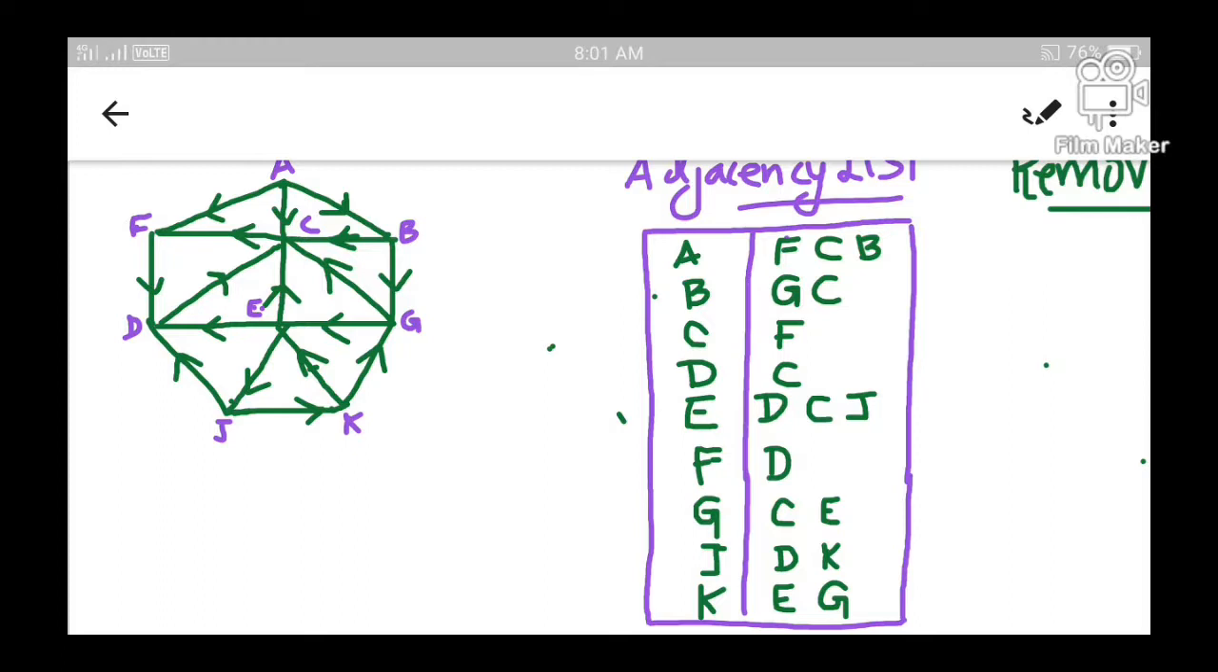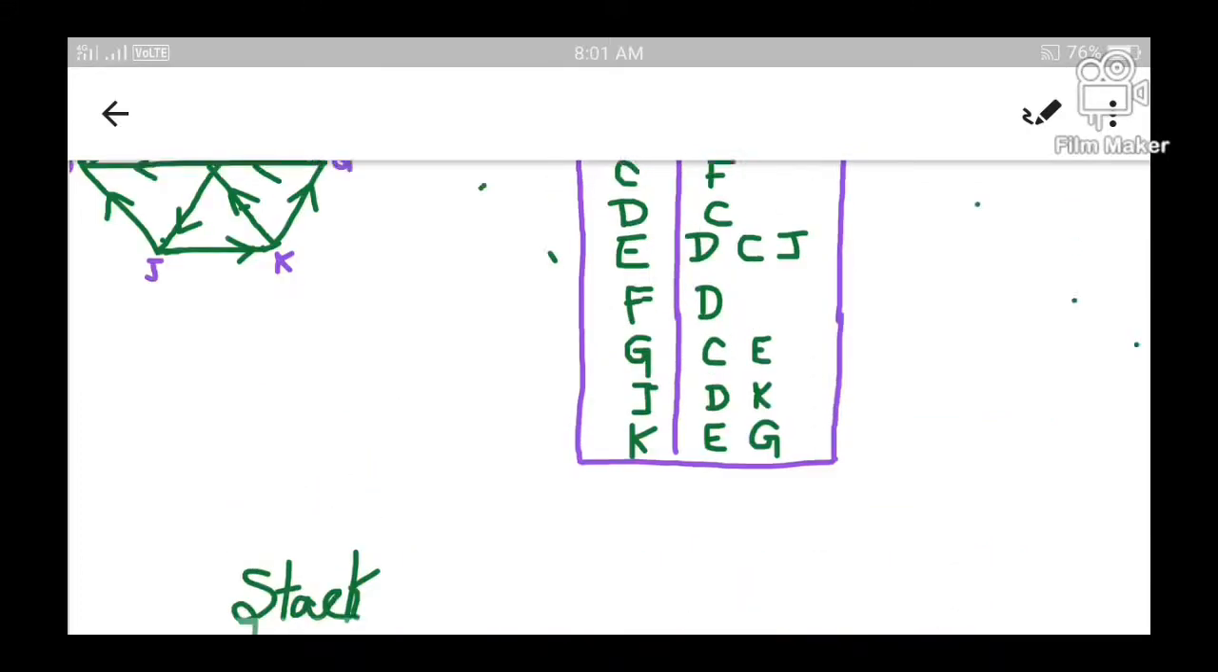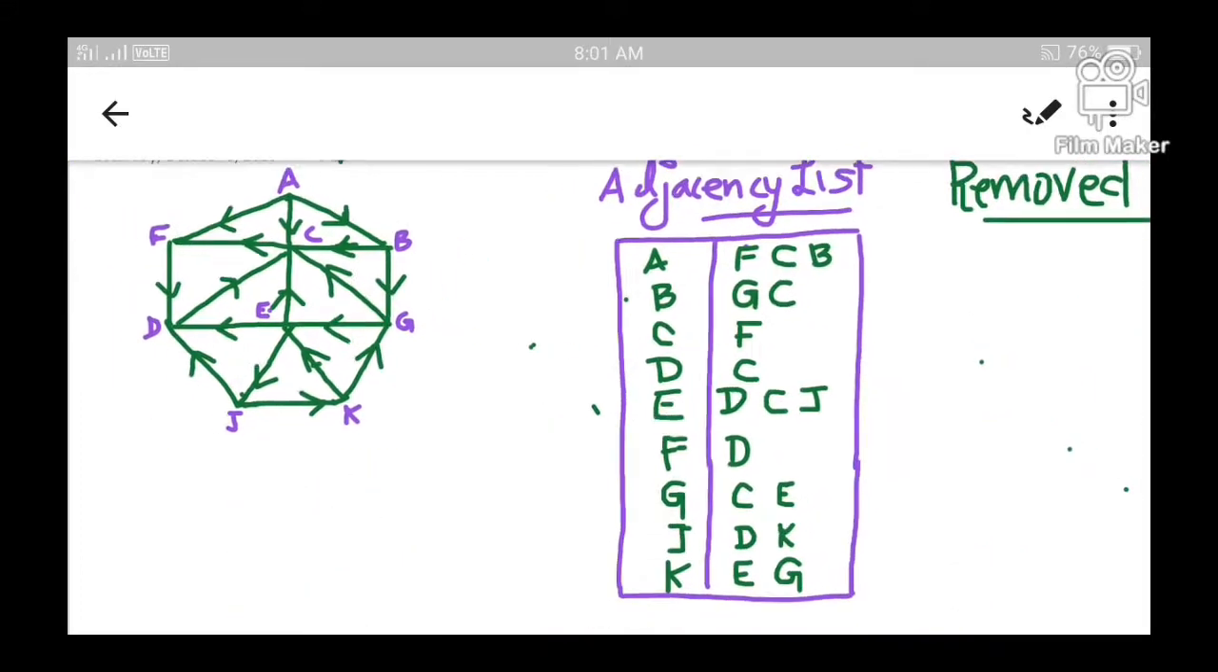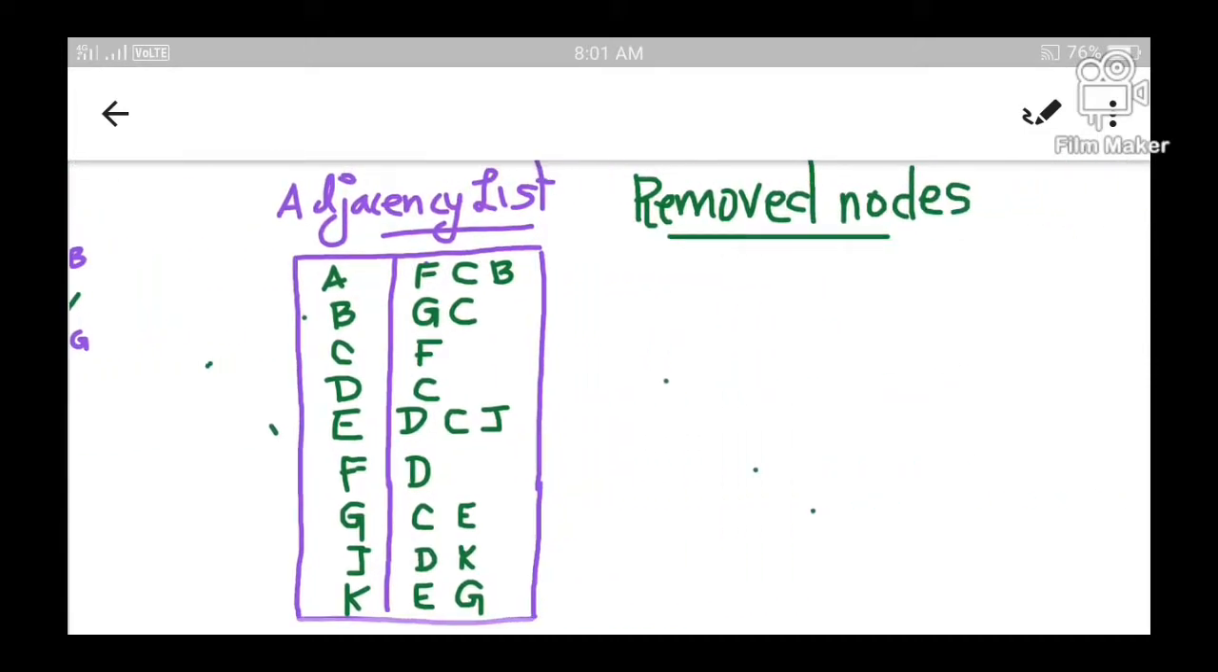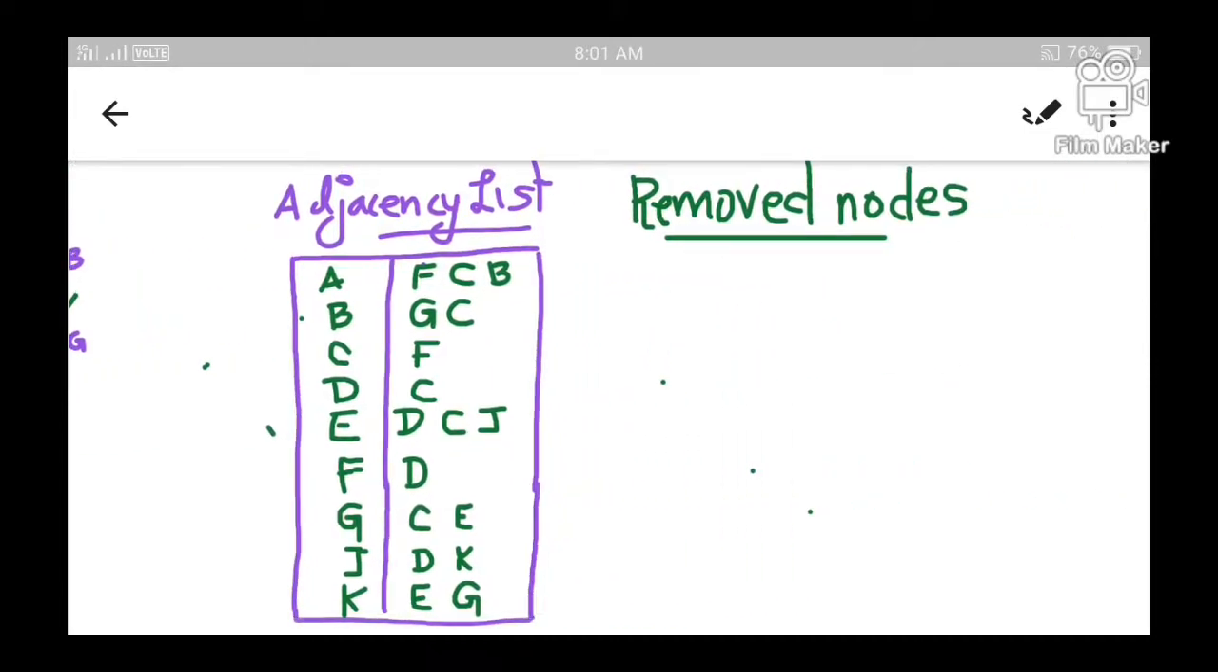So at present we are having a graph with us, and for each node of the graph we are having the corresponding adjacency list. Along with this, we are also having a stack with us. Let us see how this algorithm is going to work. One more thing, I am going to track a list of removed nodes. Whichever nodes will be removed from the stack will be stored over here. We will maintain a list of removed nodes.